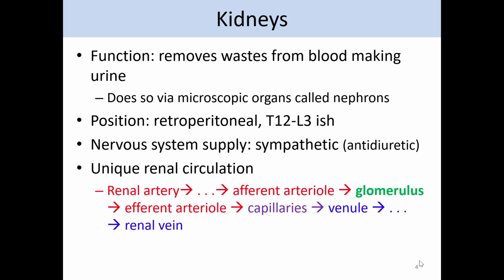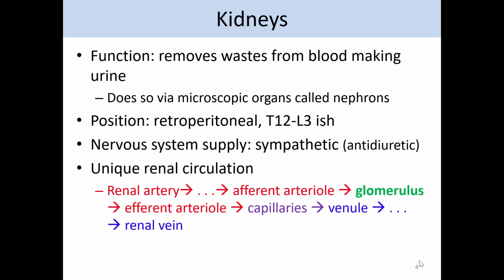The kidneys are the main organ of the urinary system. They're the ones performing the job that is removing the waste from the blood. And they're able to do this because each kidney contains millions of microscopic organs called nephrons. We'll talk more about nephrons in a little bit.